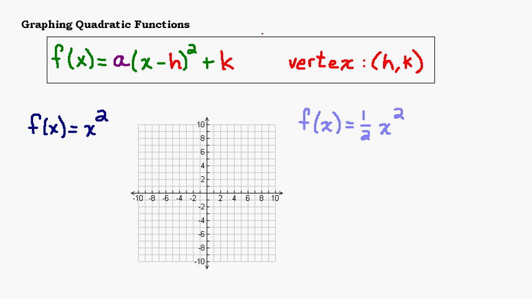So let's look at a basic example here. Let's look at our basic parabola f of x equals x squared. And like I said in the other video, if you're not comfortable with functions, remember you can always just think of this f of x as y. This is the same as y equals x squared. And this one over here would be the same as y equals 1/2 x squared.